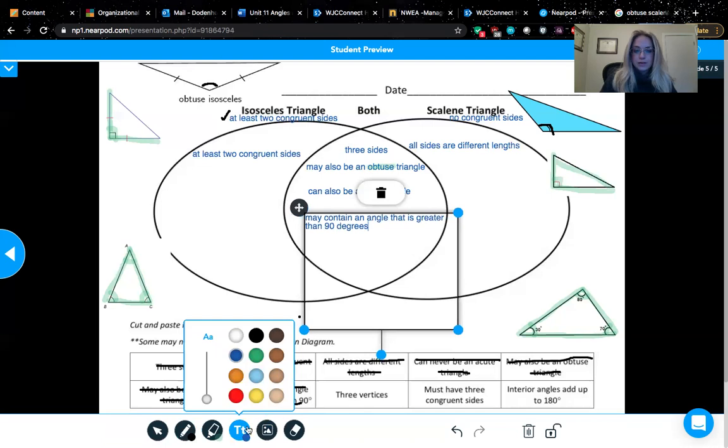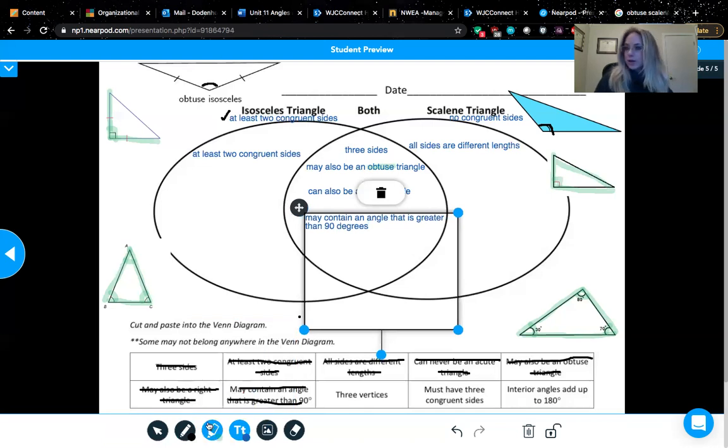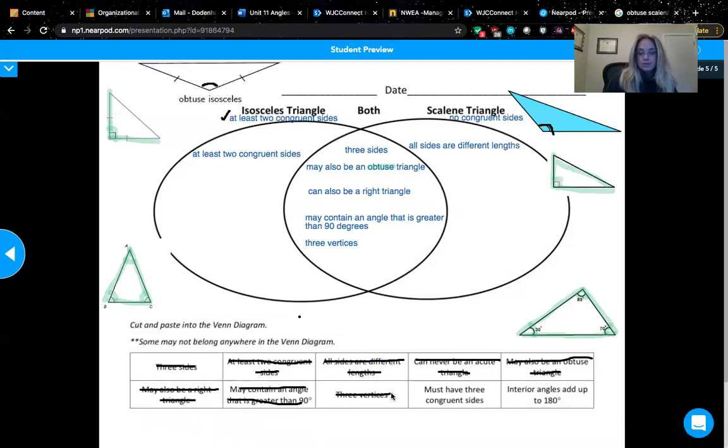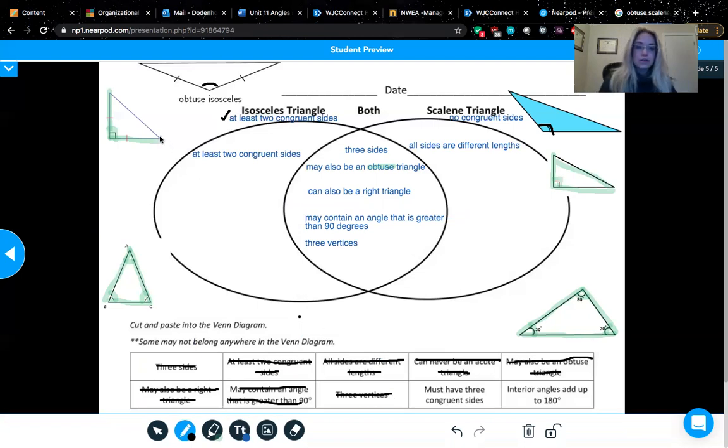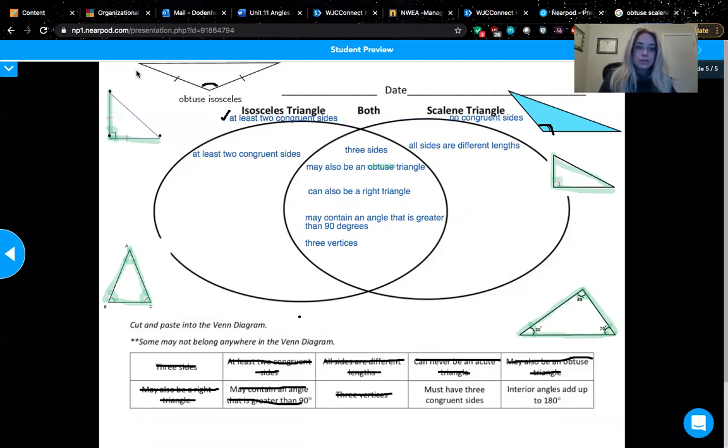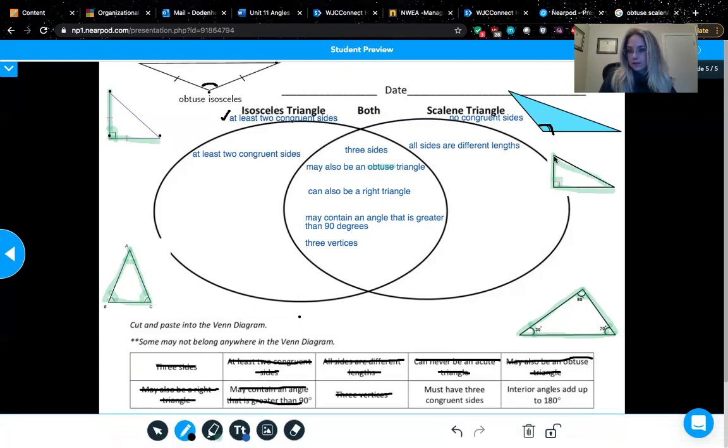Okay, three vertices. Where did you put that one? All triangles have three vertices. That's part of the definition of a triangle. Three vertices. That's true for all triangles.